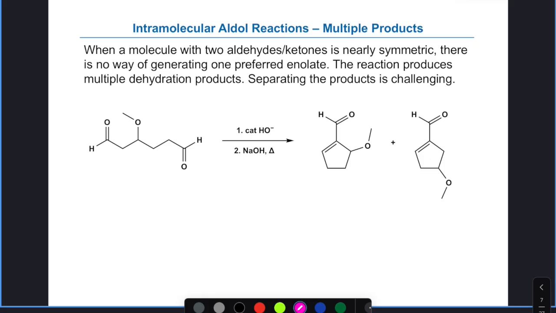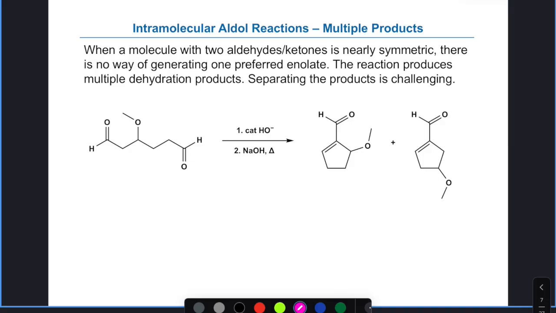So we ended off on this last time. We talked about, remember in the try it later, we gave you some examples of if you have molecules where both the nucleophile and electrophile, donor acceptor, are in the same molecule. This is an intramolecular aldol reaction.